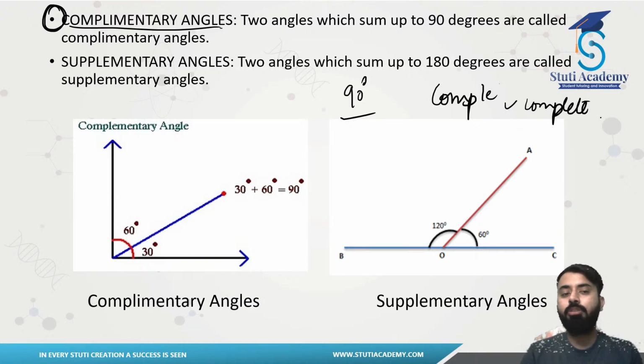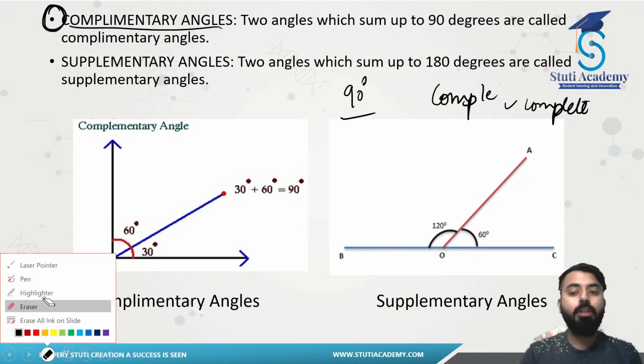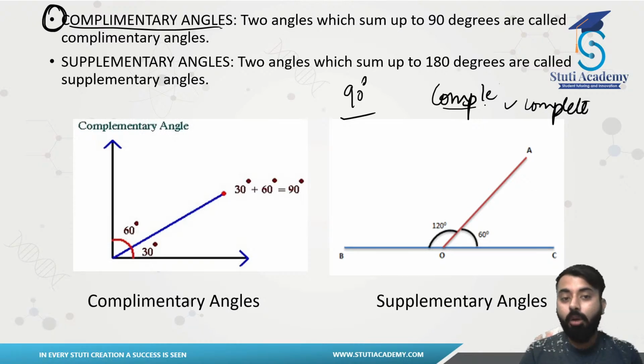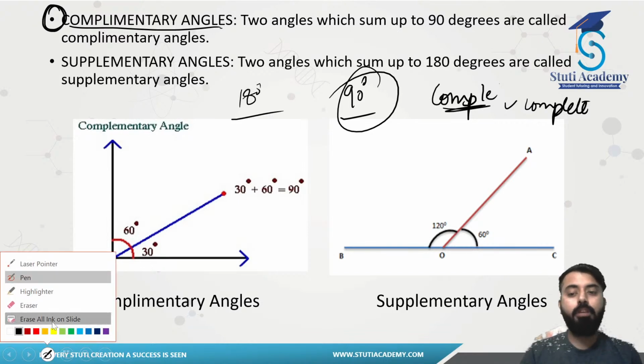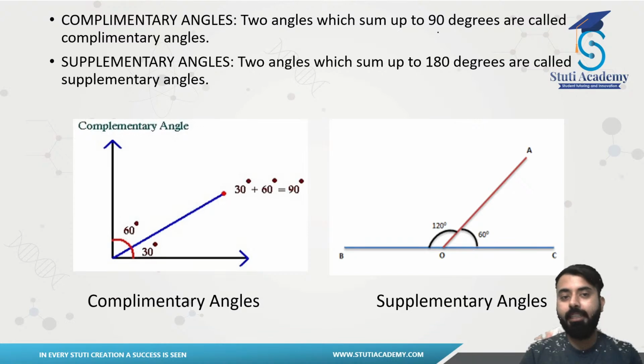So it has to be what? It has to be 180. Sorry, it has to be 360. Not that, because complementary means 90 and supplementary means 180. So if you have a pair of angles whose sum is 90, that will be a pair of complementary angles. If you have a pair of angles whose sum is 180, then those are your supplementary angles.